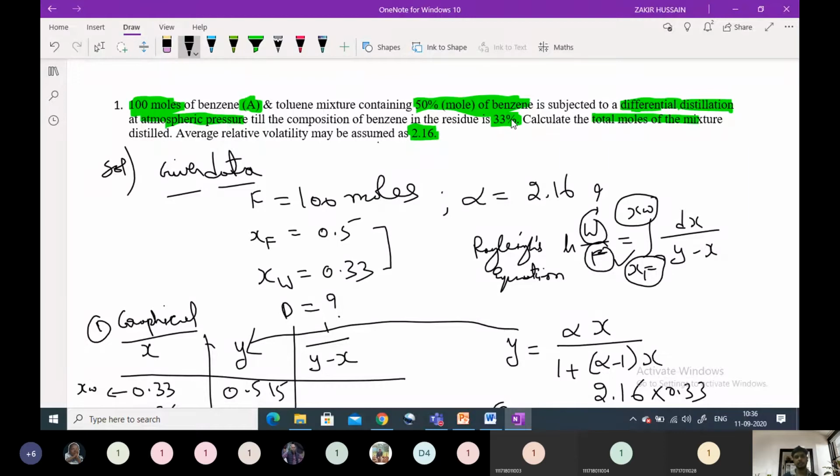So the benzene in the residue, at the bottom of this distillation column, is 33%, which means xW is 0.33 for benzene, and calculate the total moles of the mixture distilled. So we need to calculate D. F is equal to D plus W, we already know that. The average relative volatility may be assumed as 2.16. So here the relative volatility is constant, and we can directly use this formula.